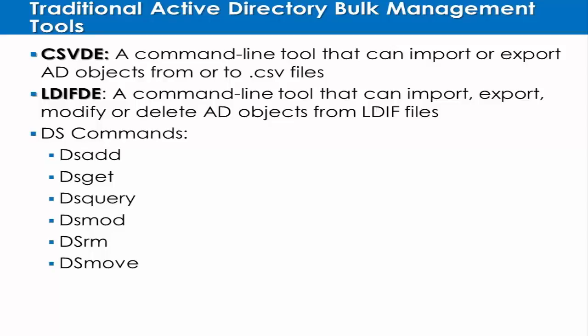This is a tool that can import and export Active Directory objects from or to .csv files, or comma separated value files. Now these are special files that are set up with a line header. We have that very first line on the file where we would actually have the titles of all the different fields. And then every line in the rest of the file after that would have the actual values themselves.